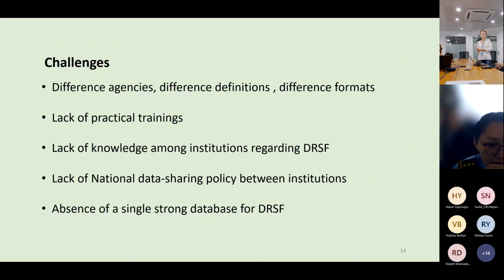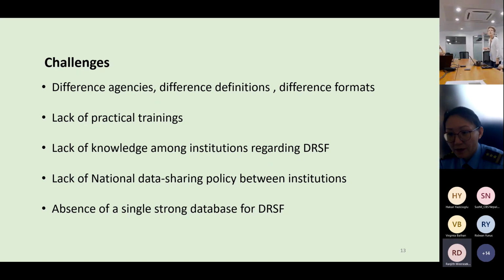Next slide, please. Now let's see the challenges. Actually, we have different agencies, different definitions, and different formats. Lack of practical training, lack of knowledge among institutions regarding the DRSF, lack of a national data sharing policy between institutions, absence of a single strong database for DRS. Those are the challenges we currently face.